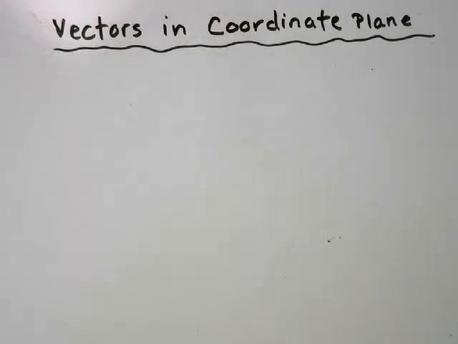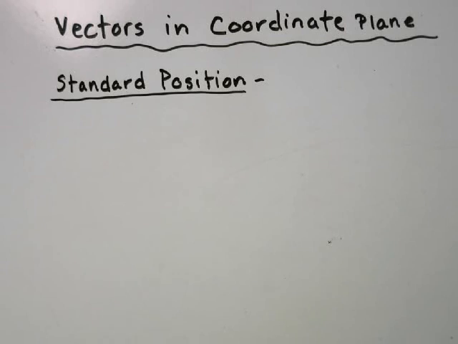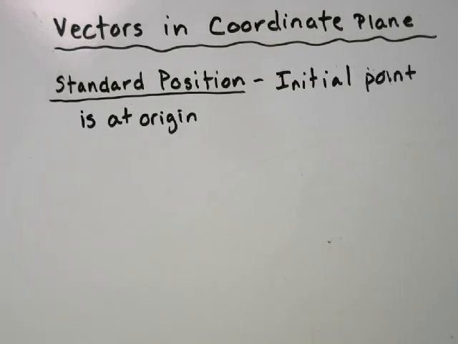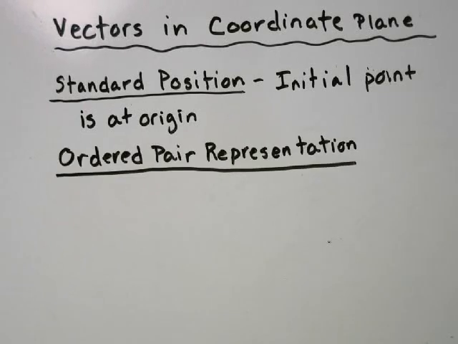Today's lesson is on vectors and how they appear on the coordinate plane. So I'm first going to go through some definitions with you. First term is standard position. A vector that is in standard position has its initial point at the origin.